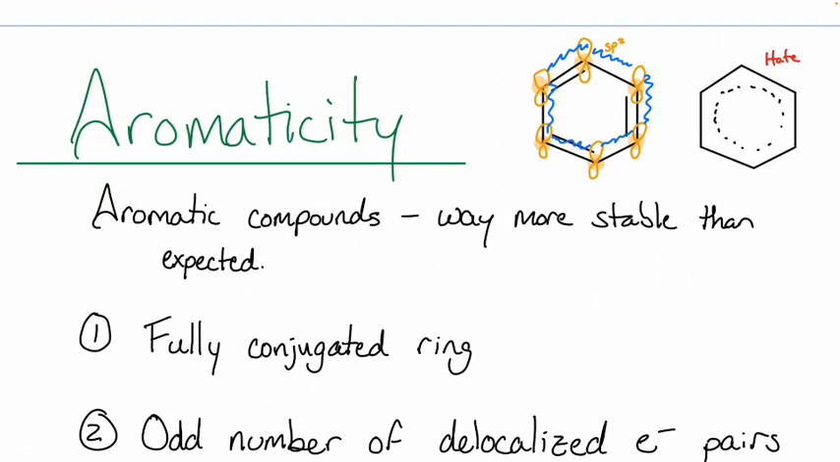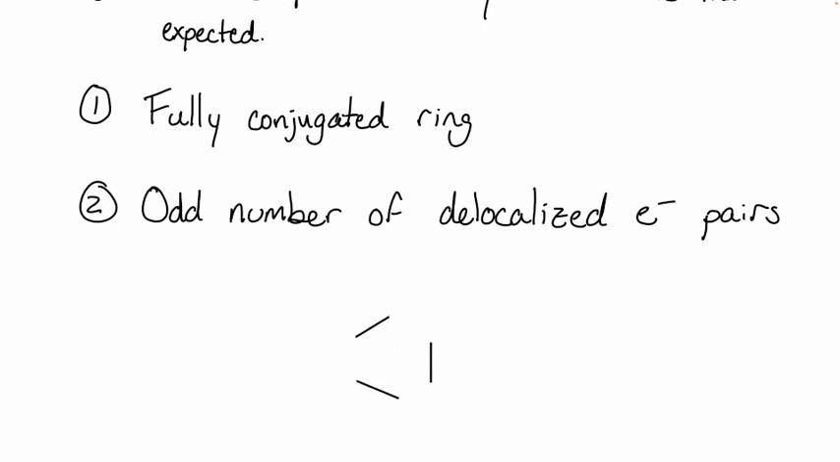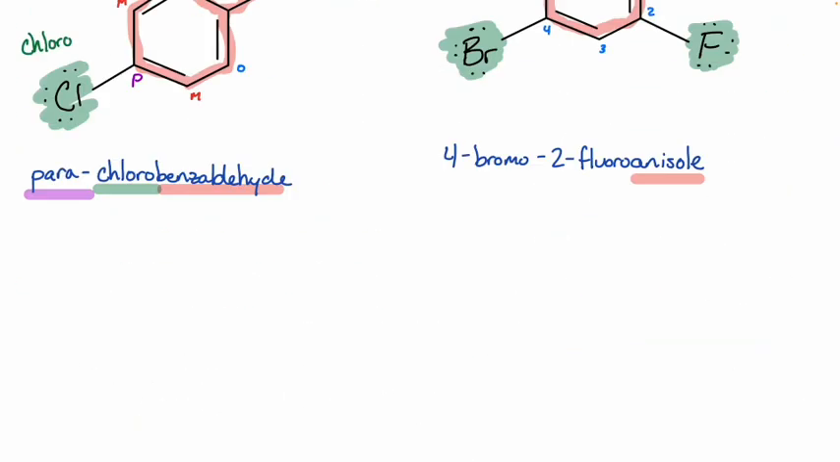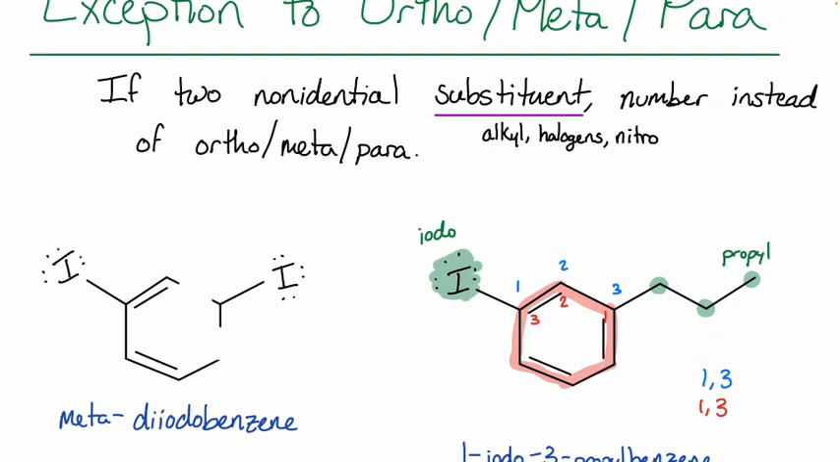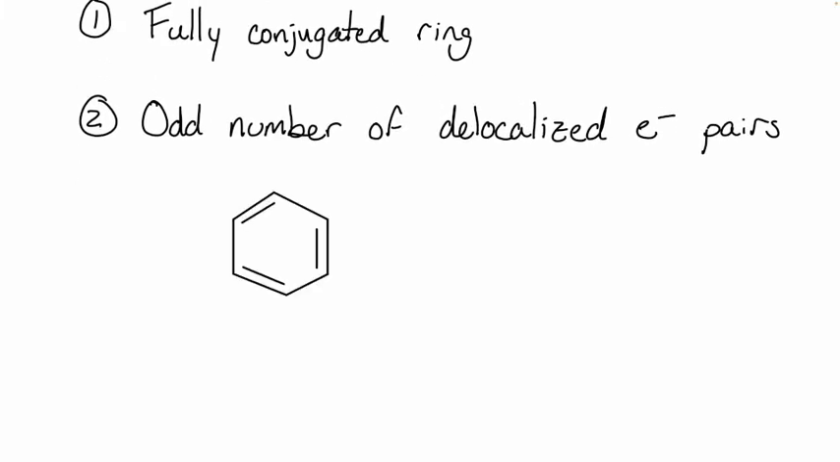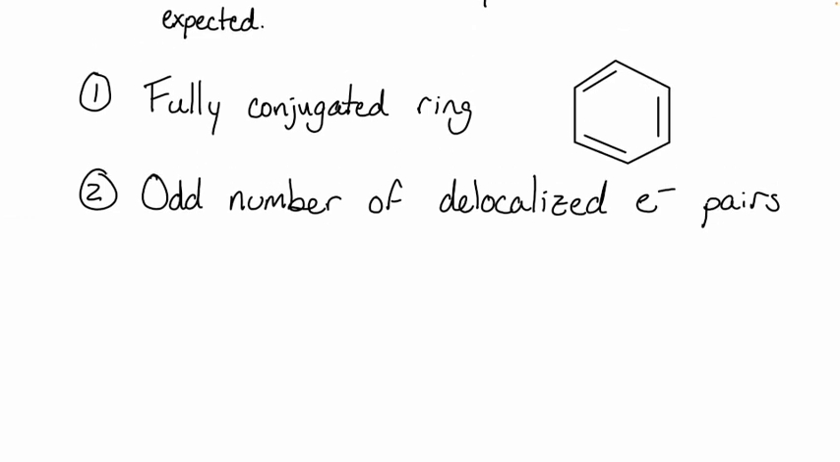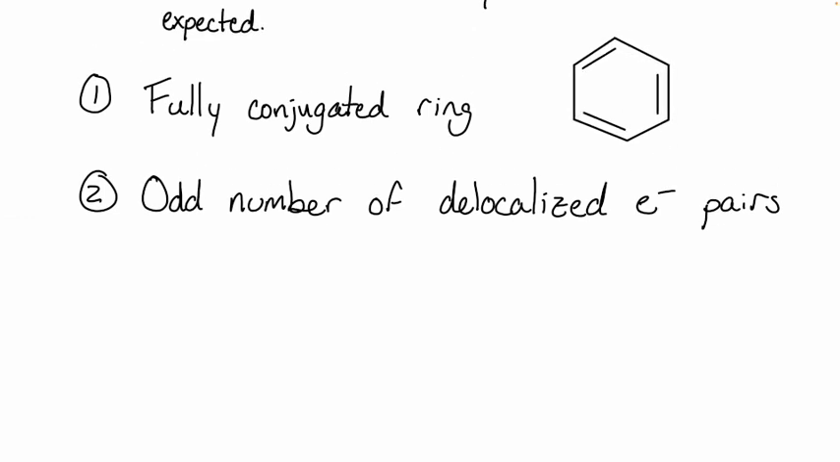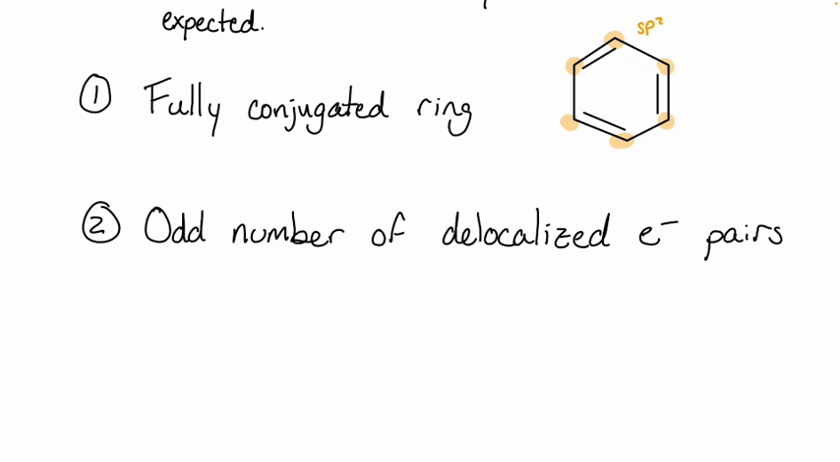But again, the weird thing is this second rule here, our odd number of electron pairs. Let me go grab a good benzene. Let's convince ourselves. We said that benzene was a fully conjugated ring. It has all of our sp2 carbons. That's what we're looking for when I say a fully conjugated ring. Let's just be clear, that means all sp2 hybridized atoms.